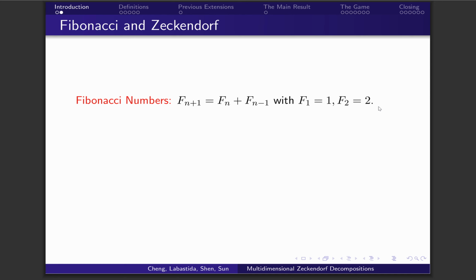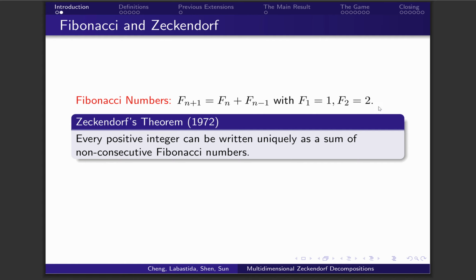First, let me begin with the basics. The Fibonacci numbers are defined by the recurrence F_{n+1} = F_n + F_{n-1} with F_1 = 1 and F_2 = 2. Now, Zeckendorf's theorem, proved in 1972, states a beautiful fact: every positive integer can be written uniquely as a sum of non-consecutive Fibonacci numbers.